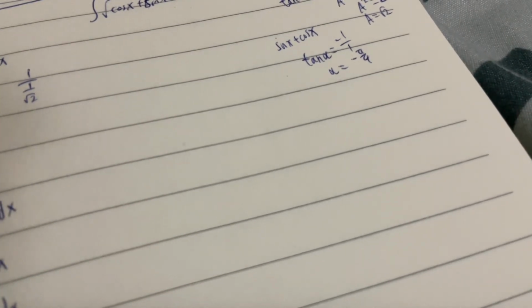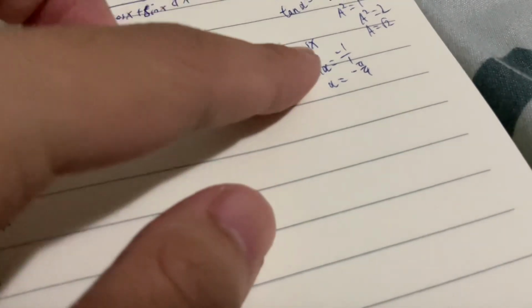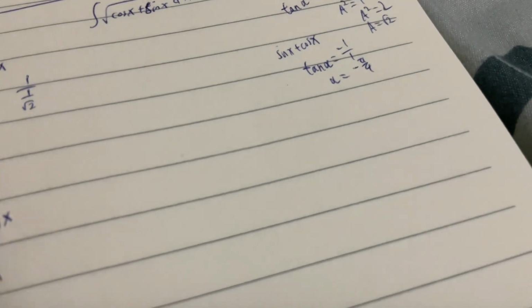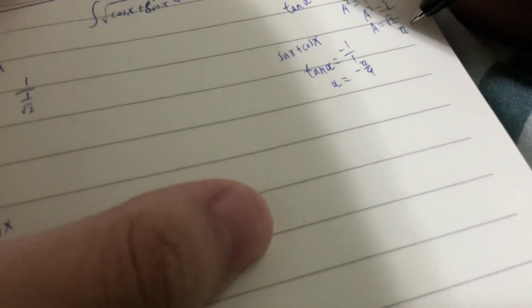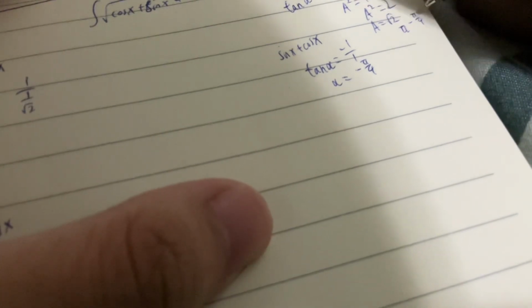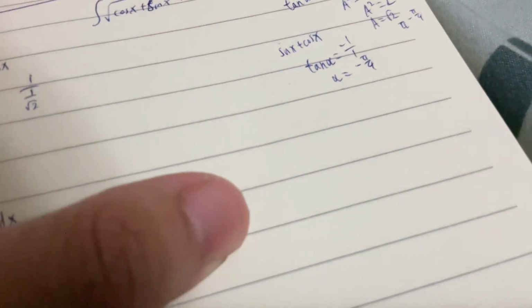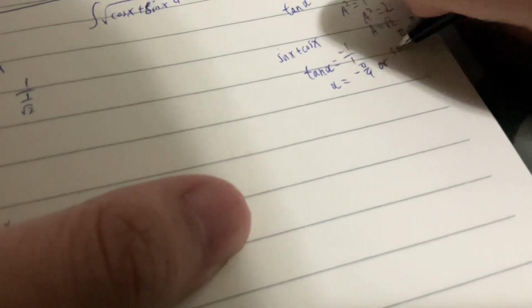But this is not the only angle. We can just add 180 degrees, which is the same as adding pi. Pi minus this, you get 3 pi over 4. Right? Or 3 pi over 4.